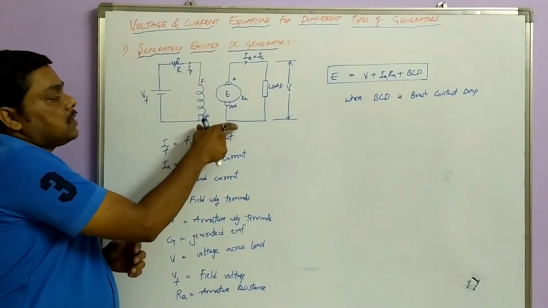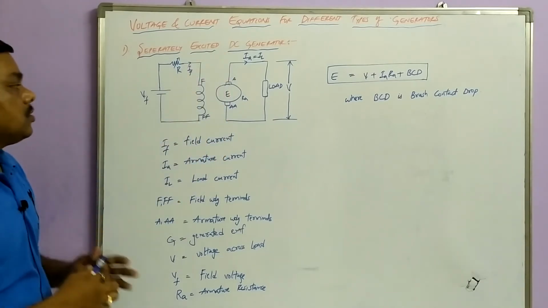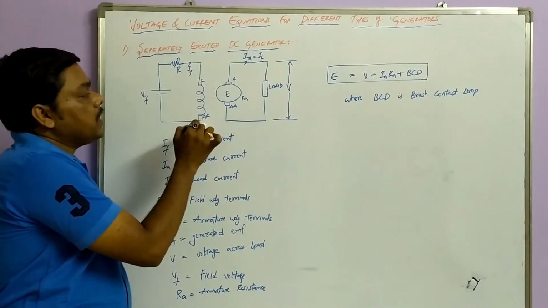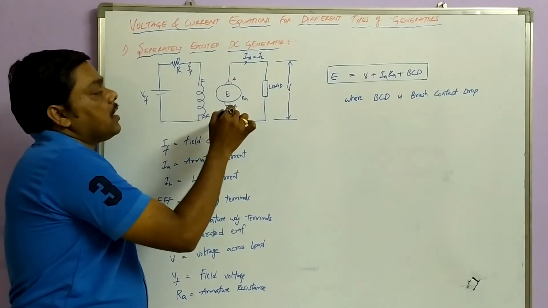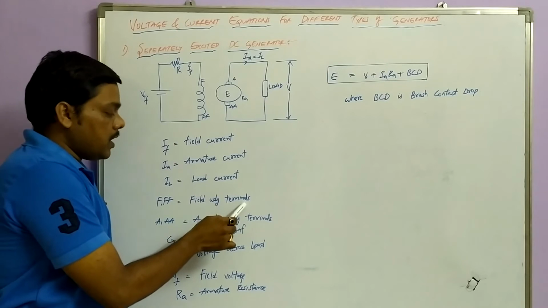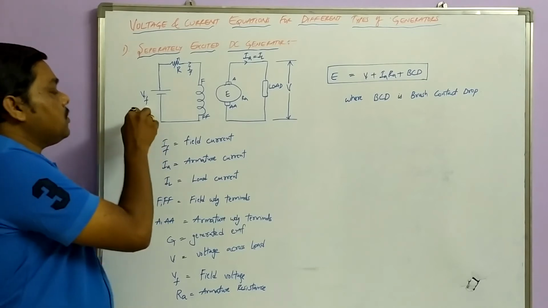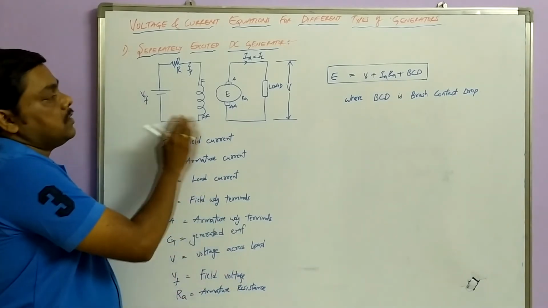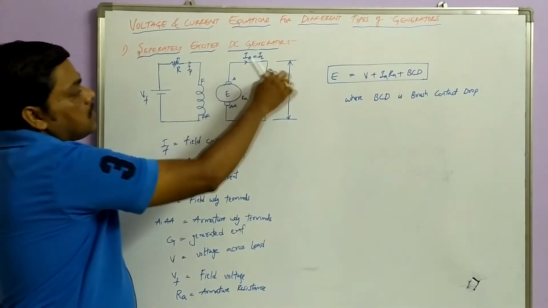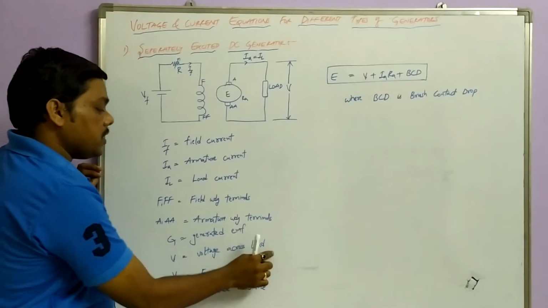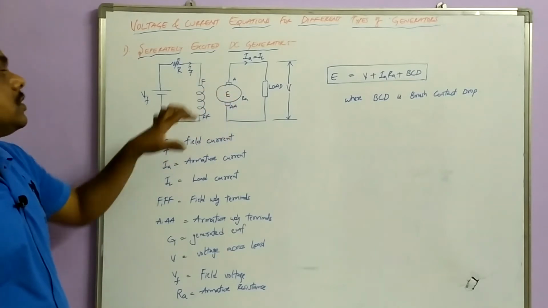Now this is the basic diagram for a separately excited DC generator. You can observe here one field winding with two terminals F and FF, and the armature A and AA. F and FF are the field winding terminals, A and AA are the armature winding terminals, and VF is the field voltage supplied from a battery or an external DC source. V is the load voltage across the load, and E is the induced voltage, induced EMF.